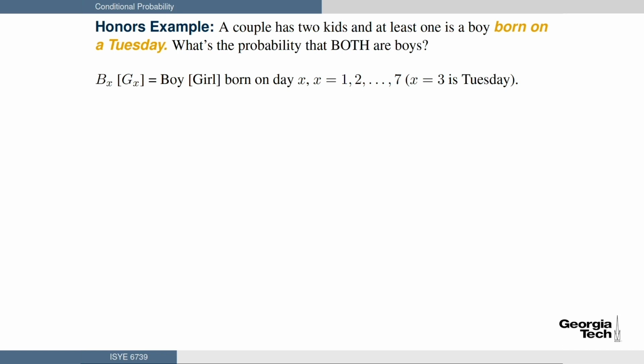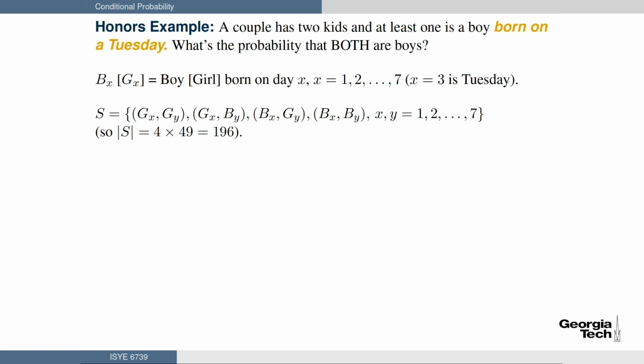indicates a Tuesday. And then you can formulate the sample space as these ordered pairs of girls and then boys, or boys and then girls. And here's the notation. S equals all these messy things. For instance, GXGY means that you had a girl born on day X of the week, followed by your second kid being a girl born on day Y. GXBY means the first kid was a girl born on day X, second kid was a boy born on day Y. So you can have 4 combinations of boys and girls and 49 combinations of X's and Y's.